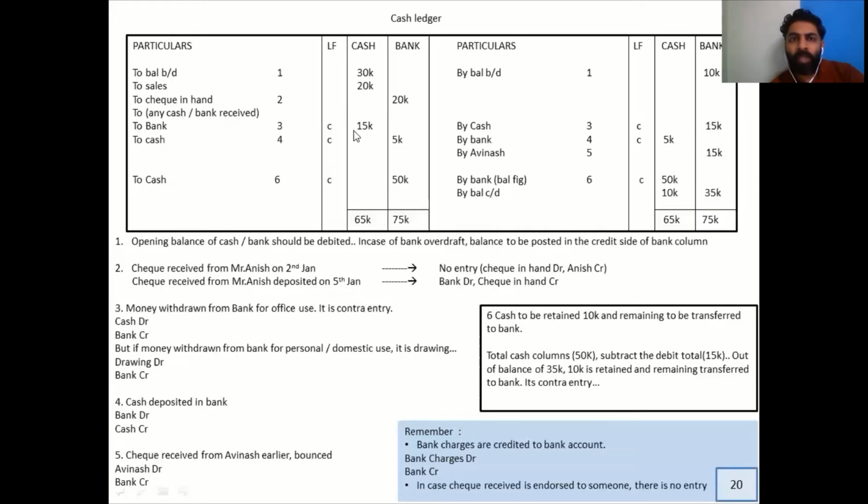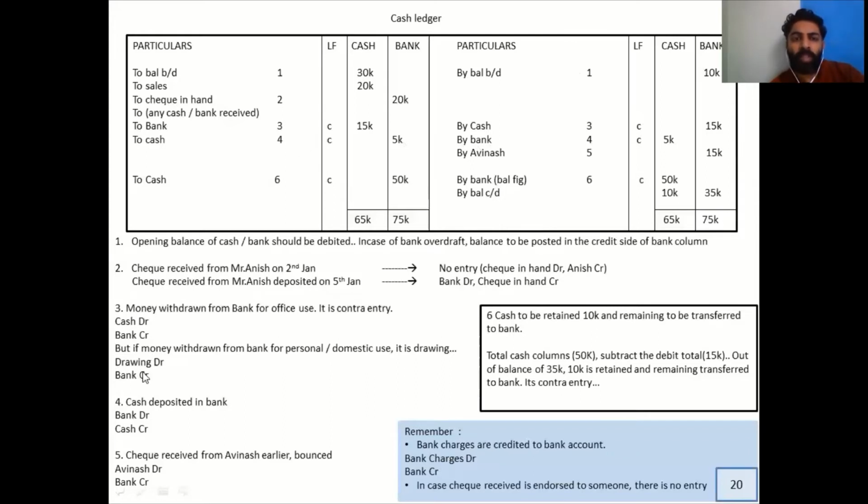This is the third one, okay? And immediately in the credit side, by cash, I have written 15k. So this is how I pass contra entry. And importantly, in the LF column, you should be writing the word C, which indicates it's a contra entry.